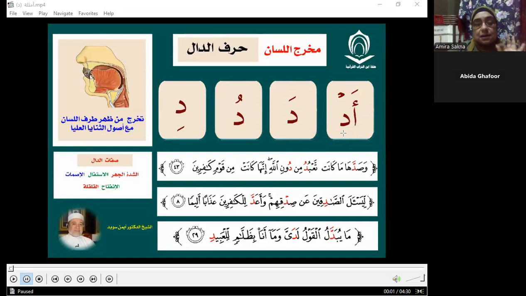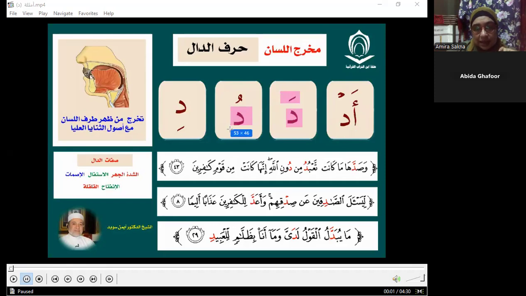Add, add, add. Okay. The sound still continues until I open the articulation point with a degree of force, so I will hear the qalqala. Add, da, da, do, di, di. I pronounce the dal, then I pronounce the fatha.